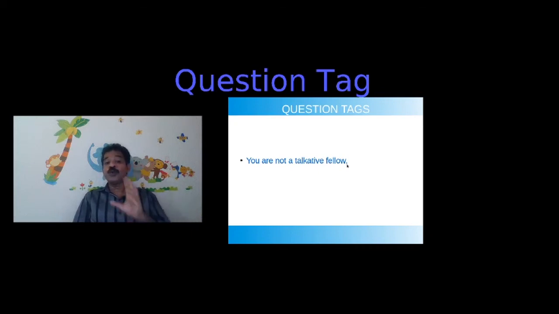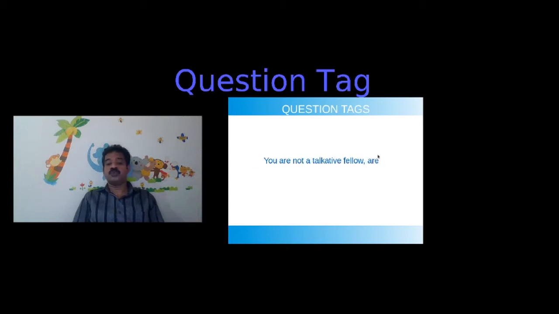So, you are not a talkative fellow. You put a comma after the sentence. Then what do you do? Yes, what did we do earlier? We repeated the auxiliary verb. Here there is no auxiliary verb. Here there is a primary verb. So we repeat the primary verb. So which is the primary verb here? Are is the primary verb, right? So we repeat it.